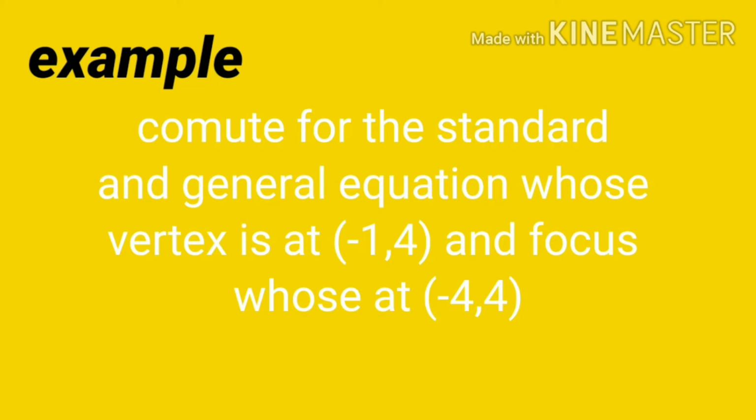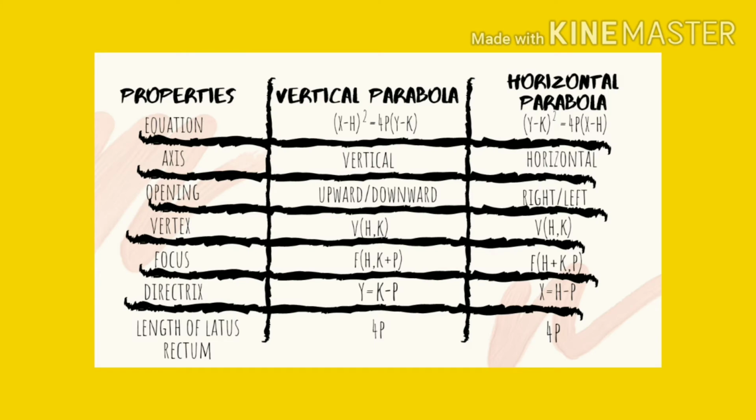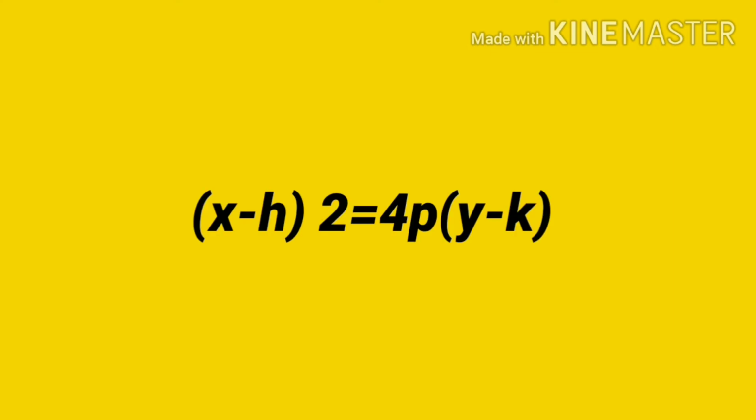Let's start by identifying the axis of the parabola and solving for its h, k, and p. Unlike the previous problem, the opening of the parabola is not given. Thus, we need to analyze it to identify the axis or the opening of the parabola. It can be observed from the given that the vertex and focus have the same y-coordinate. By referring to the table, we can see that this only occurs when the parabola is horizontal. Therefore, we will use (y minus k) squared is equal to 4p times (x minus h).